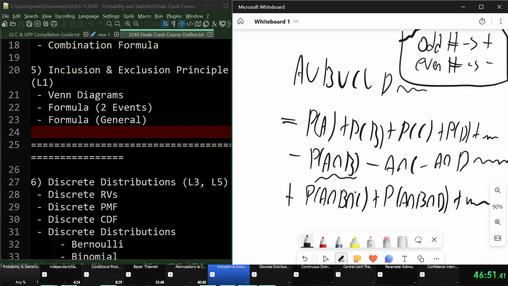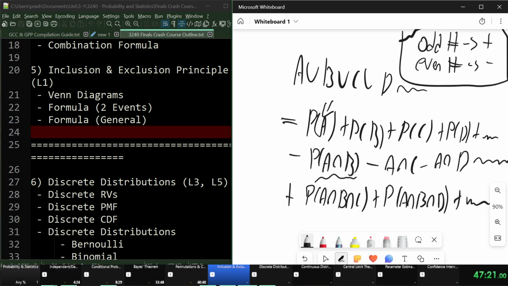What I'm trying to get at is, even though you have a bunch of different elements, what it boils down to is the number of events in the brackets. If the number of events is odd, like 1, 3, or 5, you put a plus sign. If the number of events in the brackets is even, like 2 or 4, you put a negative sign.